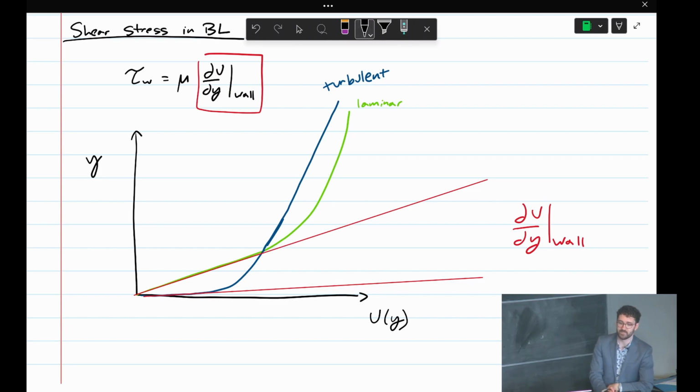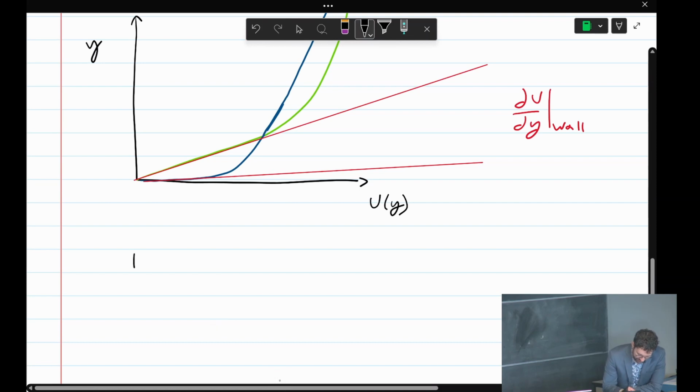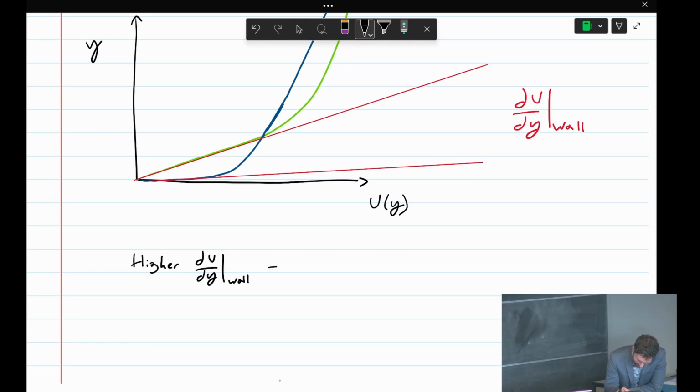Any other questions about these profiles? So higher du dy at the wall means more skin friction drag in turbulent boundary layers.